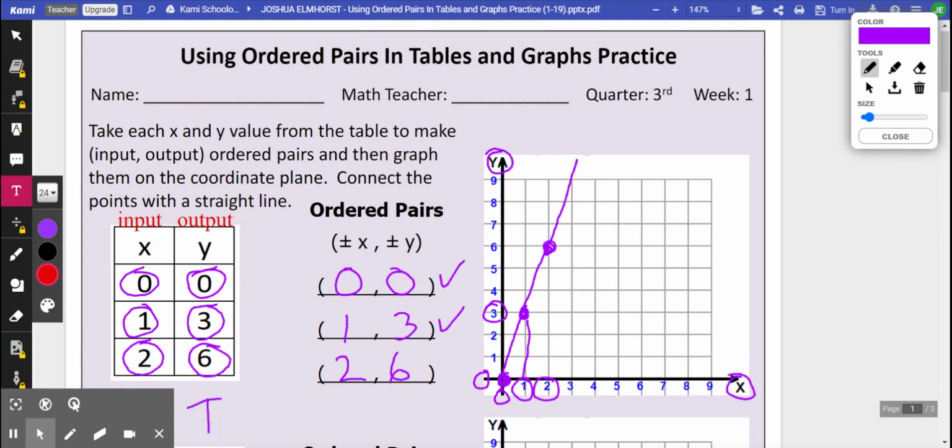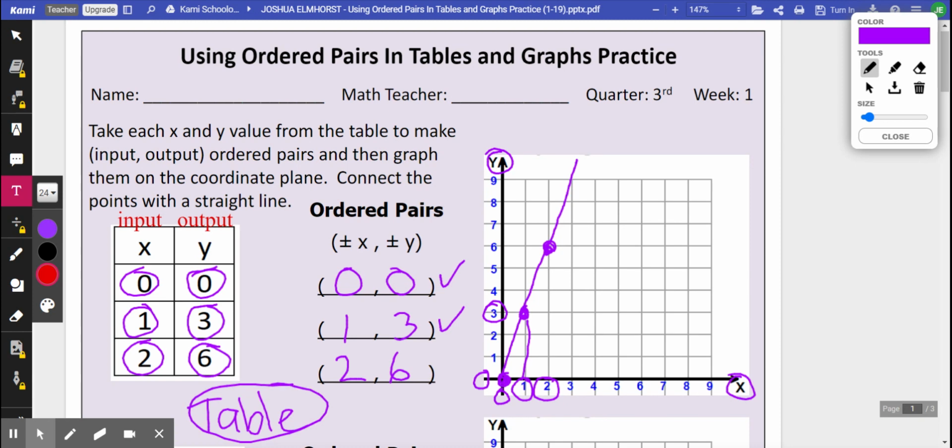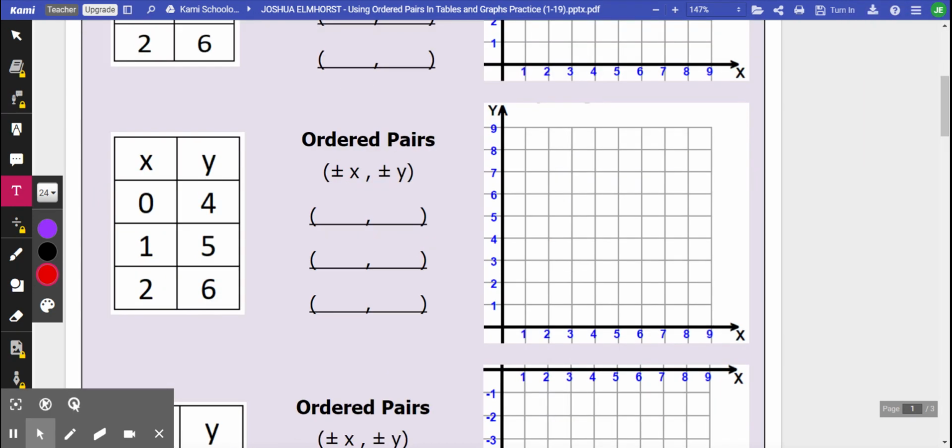And this is going to be called going from a table to an ordered pair to a graph. So we're going to use an input-output table, create ordered pairs, and then we're going to graph those. Okay, and so just follow the same process.